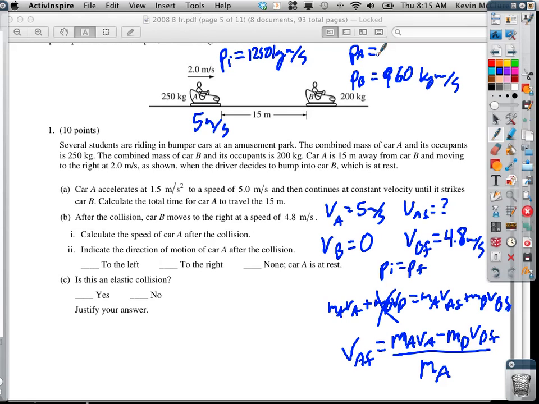The momentum original equals the momentum of A plus the momentum of B. So all we're doing is taking the difference between these two and dividing it by the mass of A. And that will give us the velocity of A final. And so we know that it's got to be to the right.